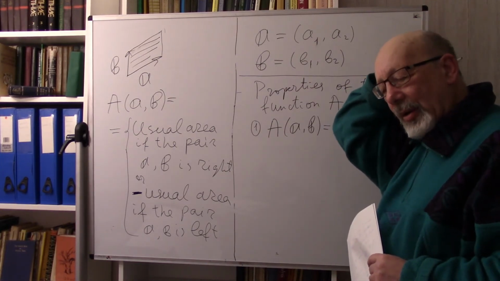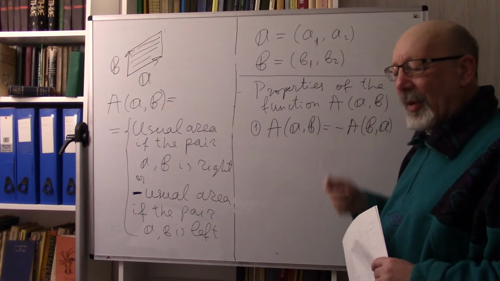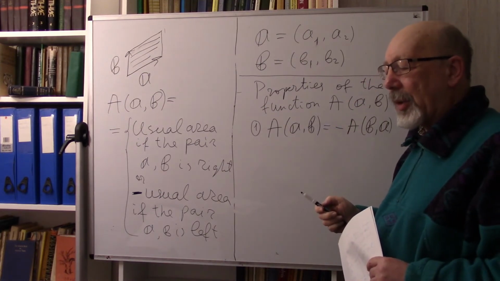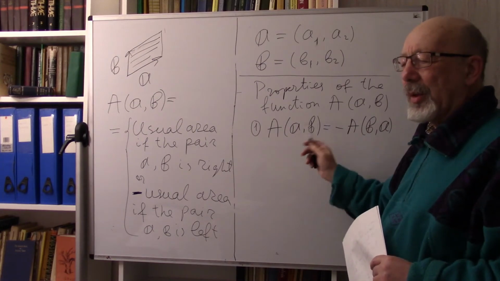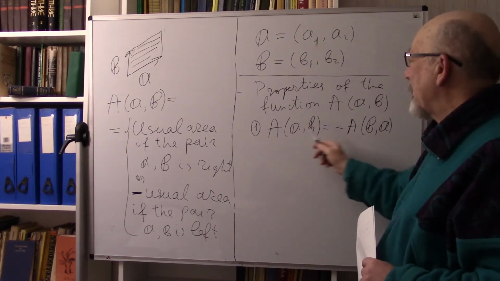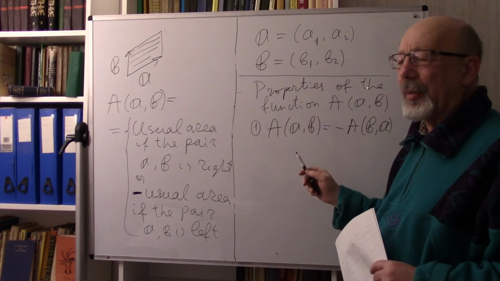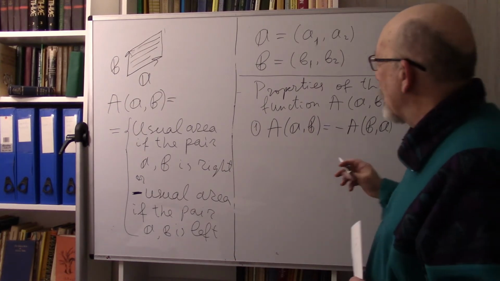If you recall, the dot product was symmetric. Dot product of A and B was symmetric. So it is also a sort of product of A and B, but different. It is not the dot product.